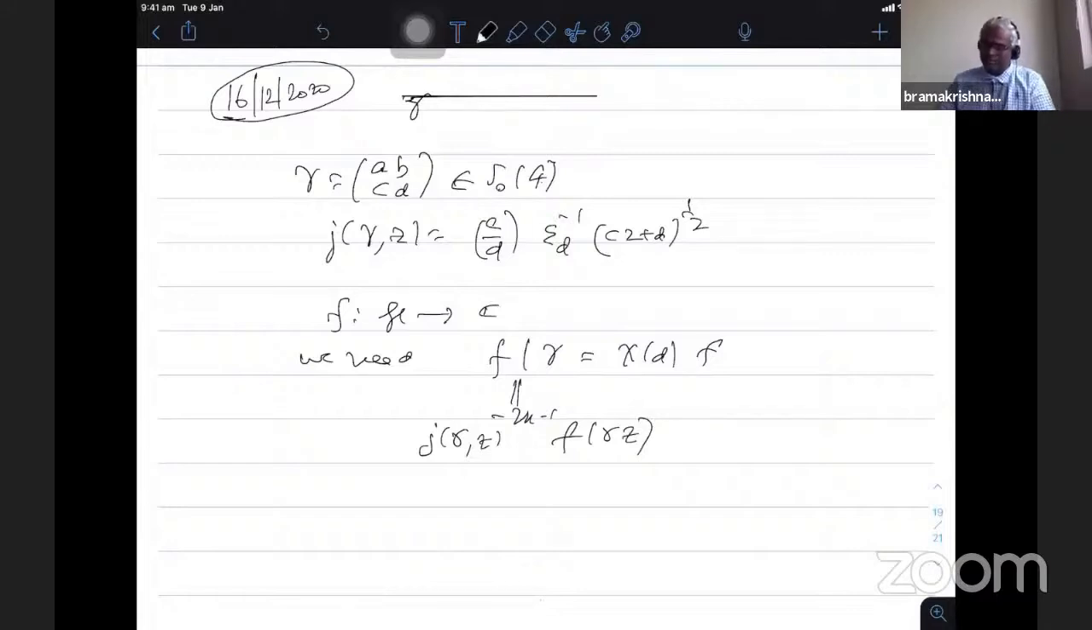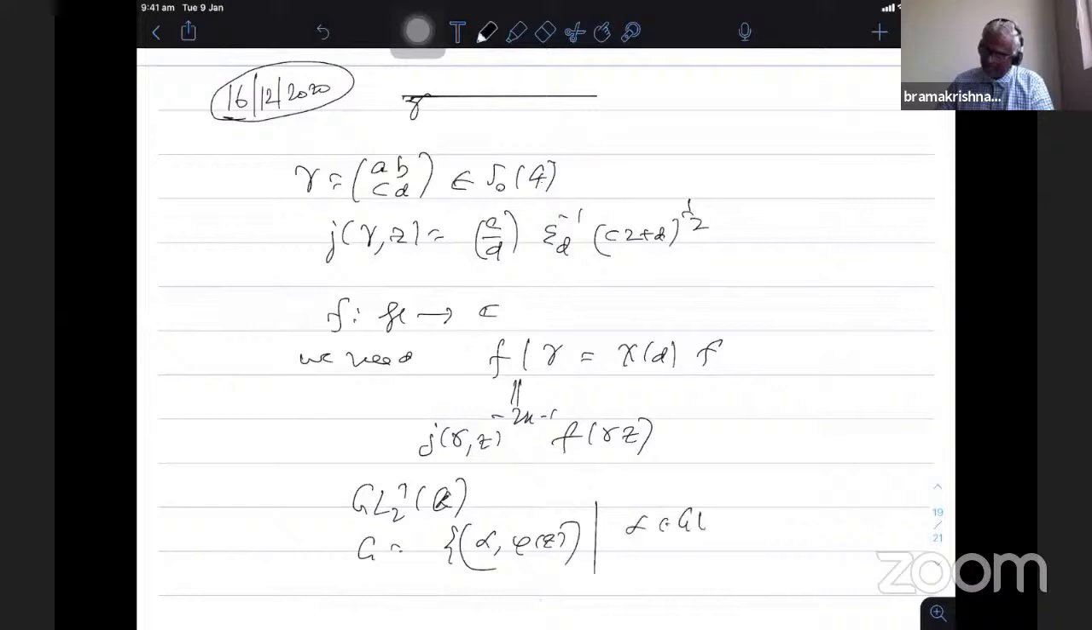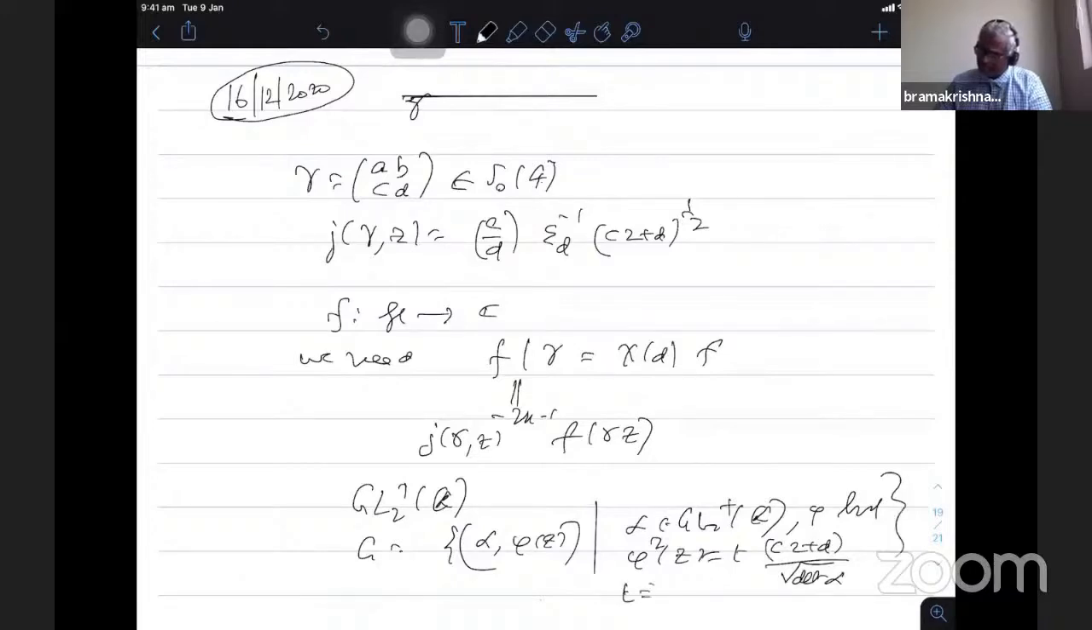The J is this one whenever it is in the group, and we also define the more general group for the GL2 plus Q action. G is the set of all pairs alpha, phi of z, where alpha is in GL2 plus Q, and phi is a holomorphic function, where phi of z squared is T times (cz plus d) divided by the square root of the determinant of alpha, where T is a fourth root of unity, T is plus or minus 1, plus or minus i.